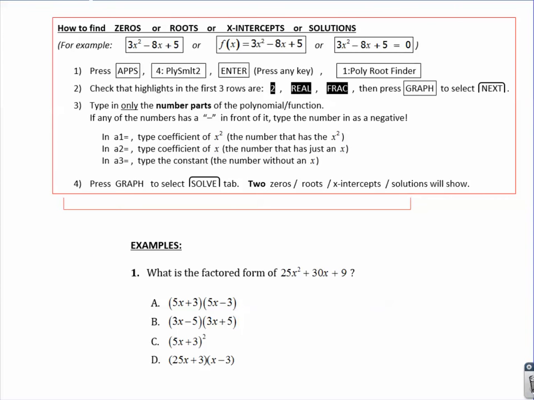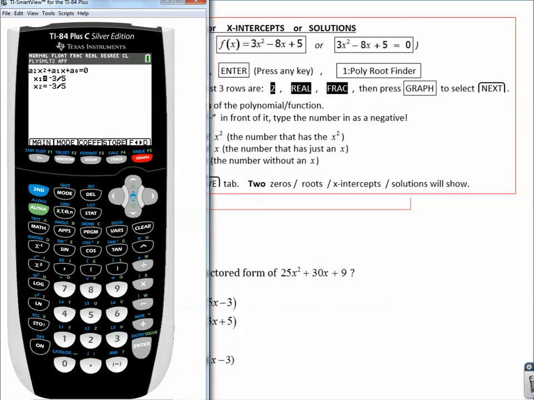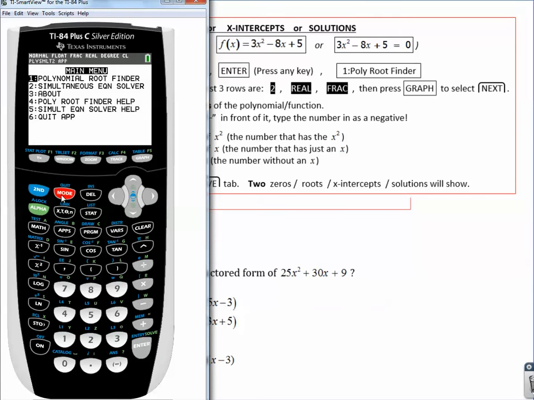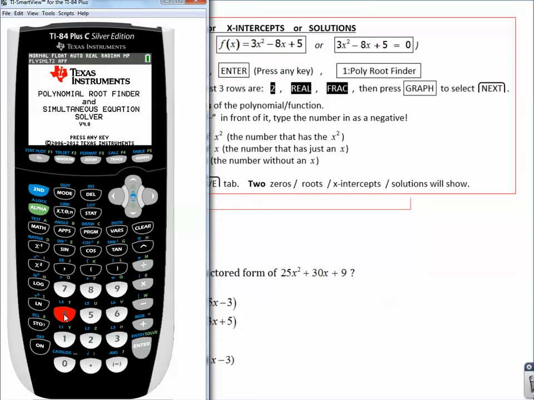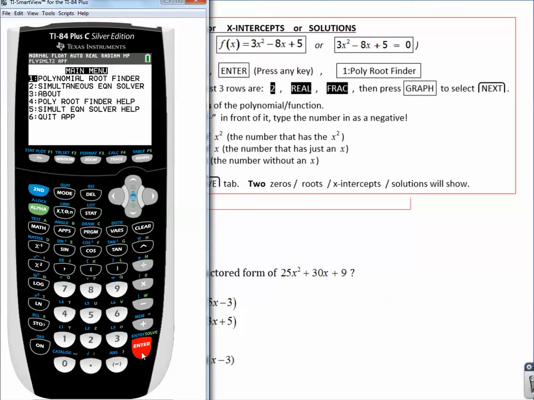We are going to use the calculator to find our zeros so that we can write our factors. We are going to use the app on our calculator called Polynomials. To find that, I need to clear out of whatever I'm in, back onto the home screen, and press Apps. I'm going to go to number 4, but I'm going to look for Polynomials to make sure it's number 4. Then I press enter for next. We want number 1, the polynomial root finder, because remember, roots are the same as zeros.